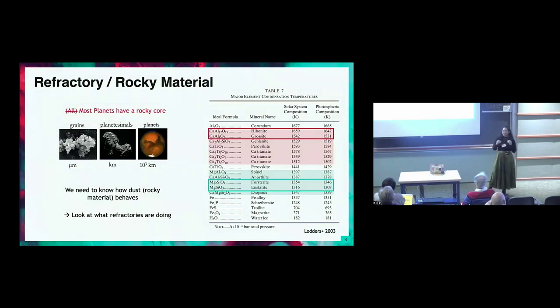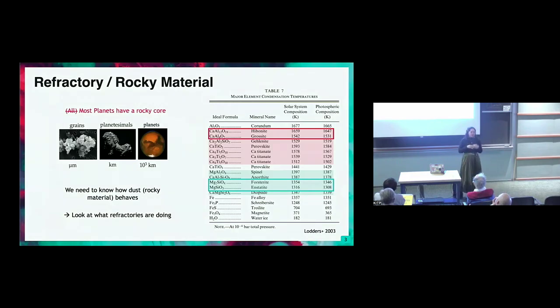Well, we want to form planets. That means we want dust or rocky material to grow from grains, to planetesimals, to the planets themselves. So we need to understand how this rocky material behaves. And we don't want it to get accreted. We want it to keep being in the disk so it can form the planets, right? So what we want to do is look at what the refractory material is doing. In our solar system, we can see them in calcium and aluminium, with sublimation temperatures of about 1600 Kelvin. Another famous one that we see a lot in the mid-infrared is forsterite and enstatite silicates at 1300 Kelvin, and then you have a lot of iron at lower sublimation temperatures.